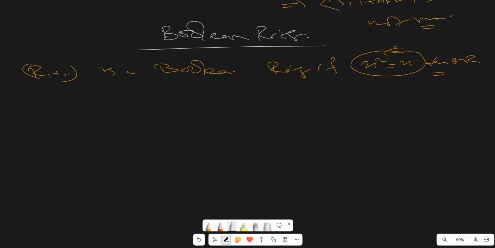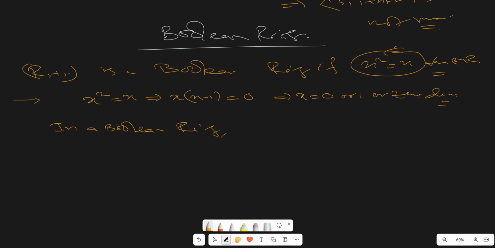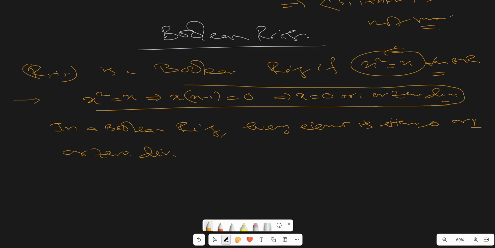Okay, so what are the properties? I'm writing the properties. So x square equals x, what does it mean? x into x minus 1 is equal to 0. This implies that x is either 0 or 1 or a 0 divisor. Can you see? This implies that in a Boolean ring, every element is either 0 or 1 or a 0 divisor. Why? Because of this statement.